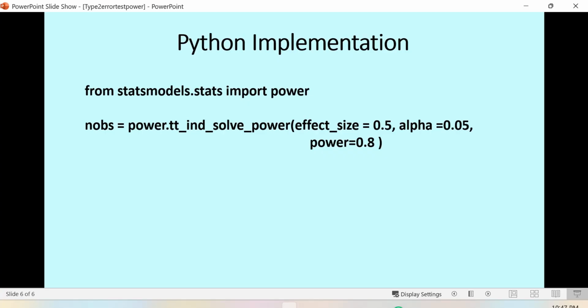And in Python, we can use functions to do the power analysis. For example, after we have imported the power module from the stats module, we can use the function called tt_ind_solve_power to get the number of observations, which means the minimum sample size required to find an effect of 0.5 with alpha and power 0.8.